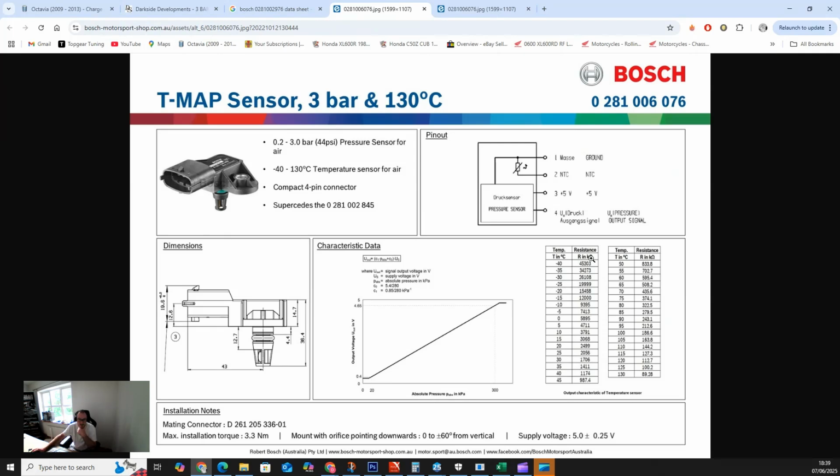And as I say, these are 4 pin if I remember. So there's your 5 volt reference, ground, your signal for the manifold absolute pressure sensor, and then the signal for temperature. And the temperature is used in density calculations as well.